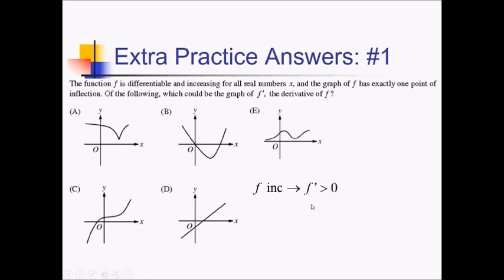Now, they also told us that there was exactly one point of inflection. Well, that means that f prime is going to have either a min or a max, and only one of them, one turnaround. So we were choosing between A and E. E has two turnarounds here, A has only one, so choice A.